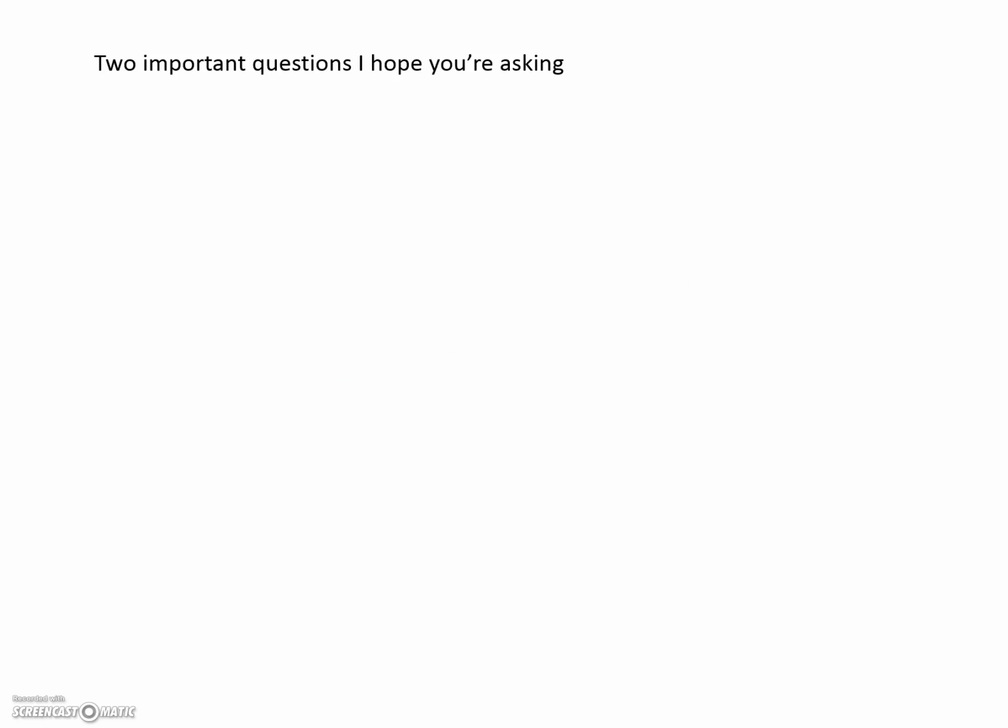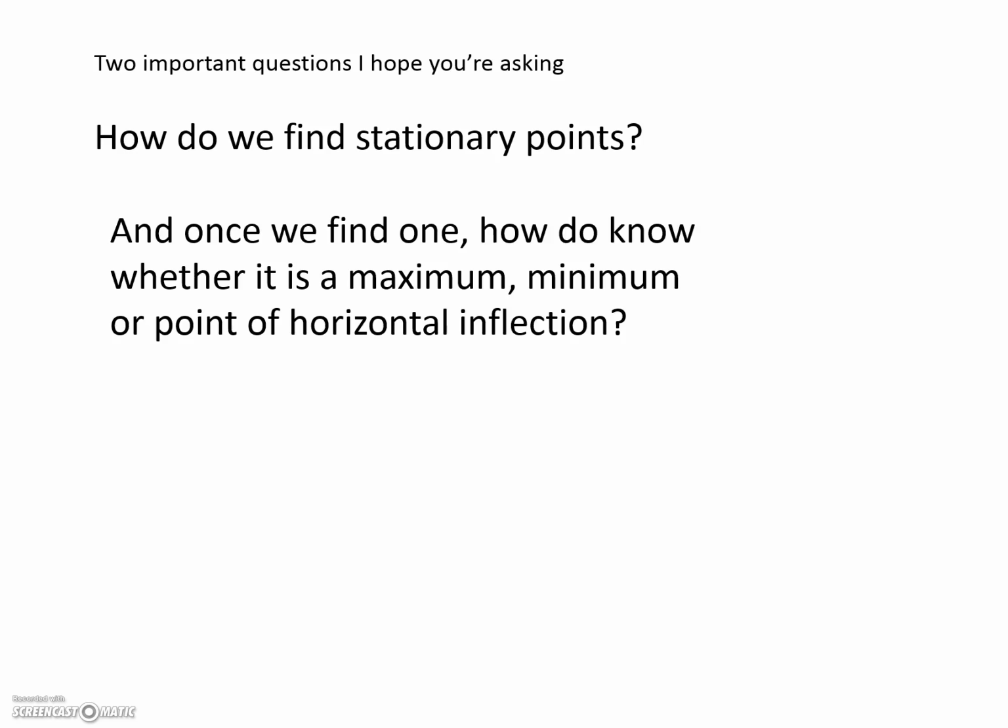Okay, so I hope you're asking two important questions now. How do you find stationary points? And once you've found them, how do you classify them? What type of stationary point they are? How do you know whether it's a maximum, a minimum, or a point of horizontal inflection?